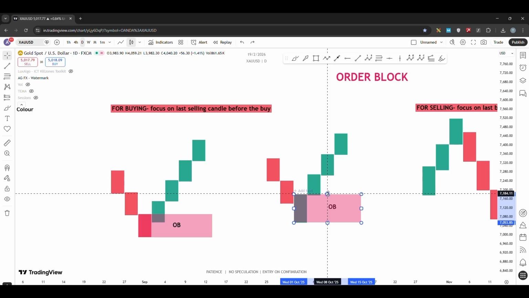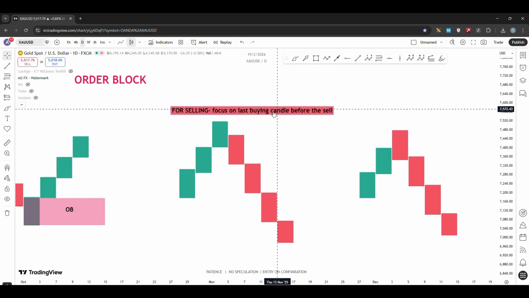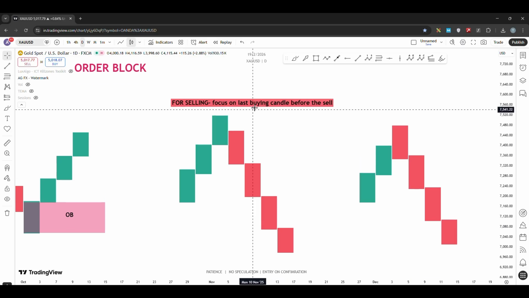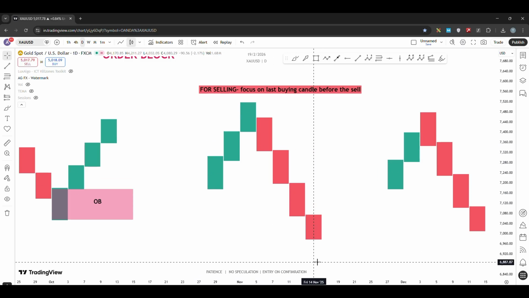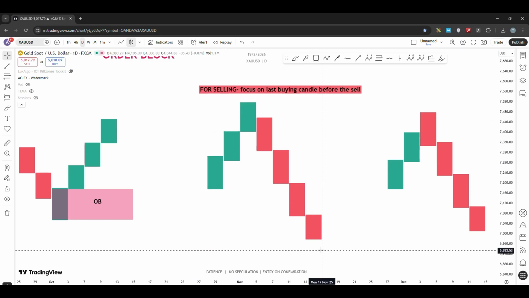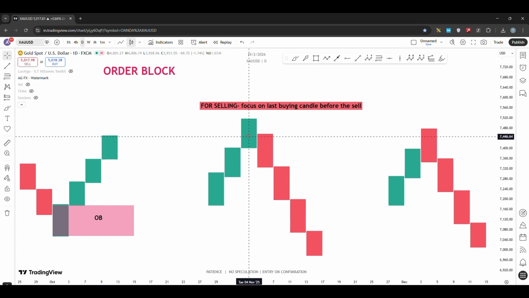This is what an order block is. Okay, now this is for buying. Now what will be for selling? For selling, you have to just do the opposite. You have to focus on the last buying candle. Here you can see market was pushing higher and then market started to drop, giving strong displacement. Now here, this is going to be our last buying candle.